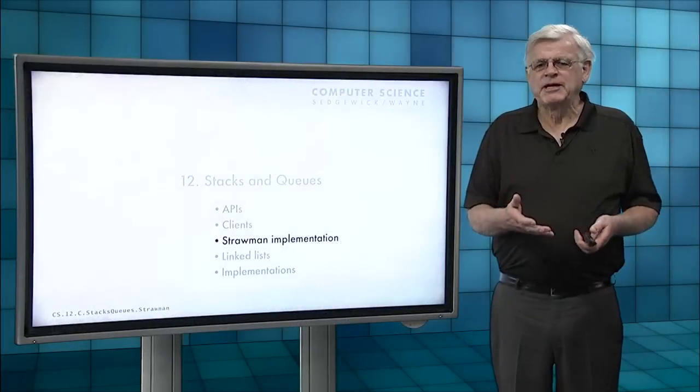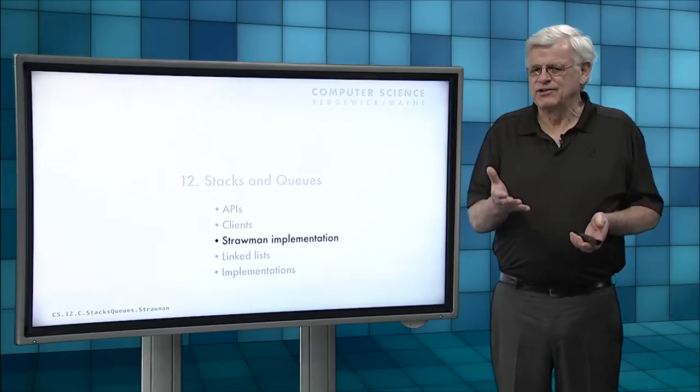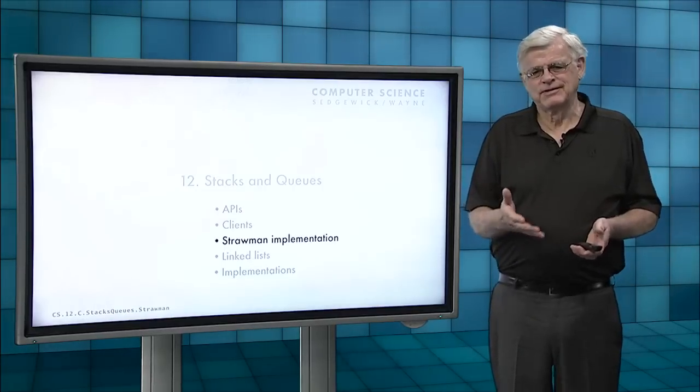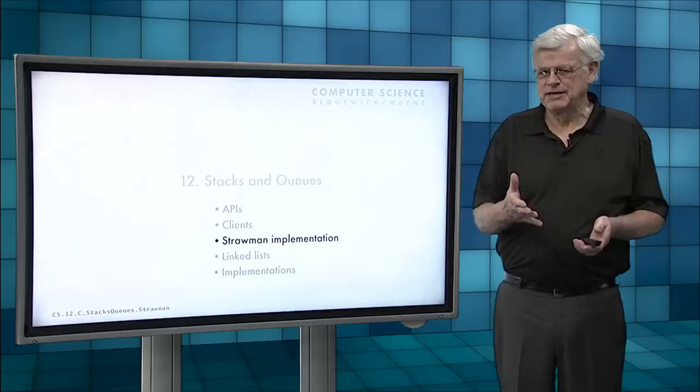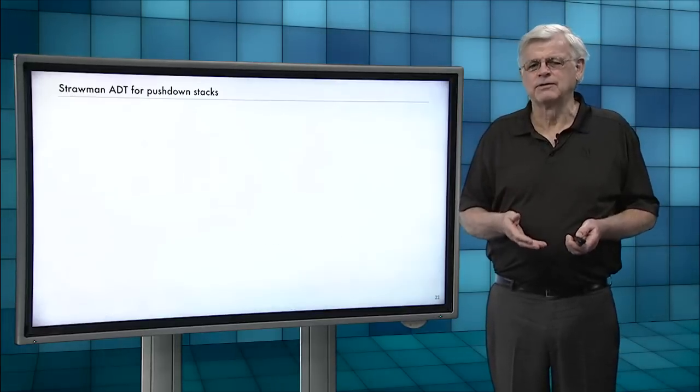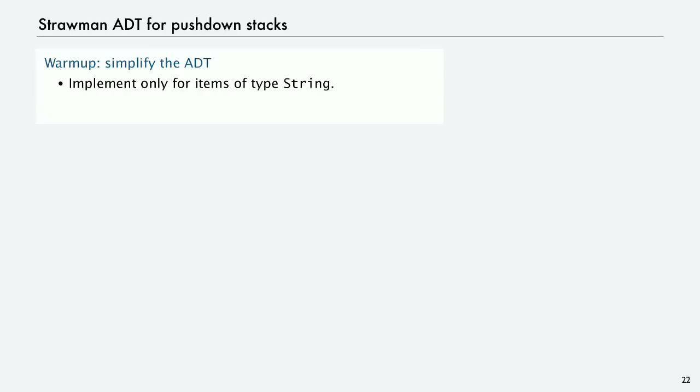We'll start with the Strawman implementation that's extremely simple and was actually used often in the early days of computing because it's so simple, but it points out the challenge of actually implementing the API that we've set down. So this is a warm-up. It's called a Strawman. We're going to simplify the specification a little bit.